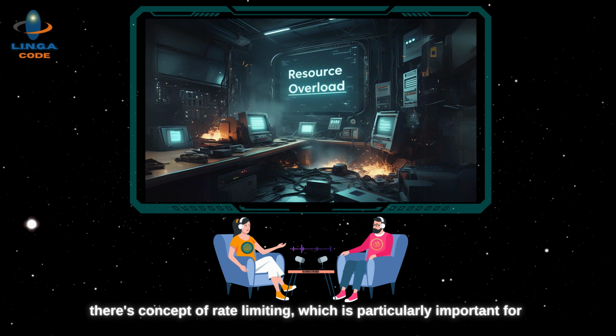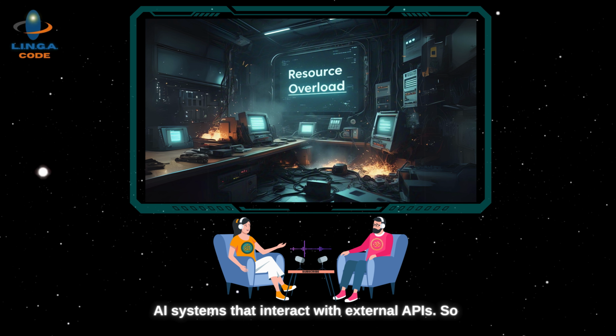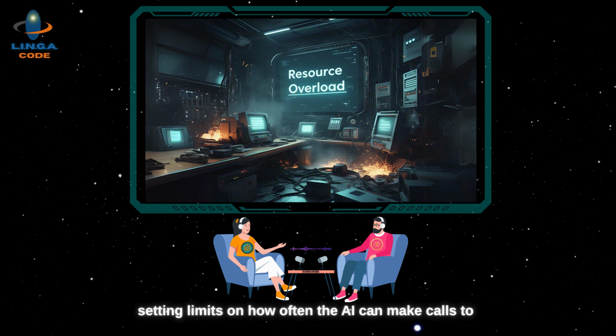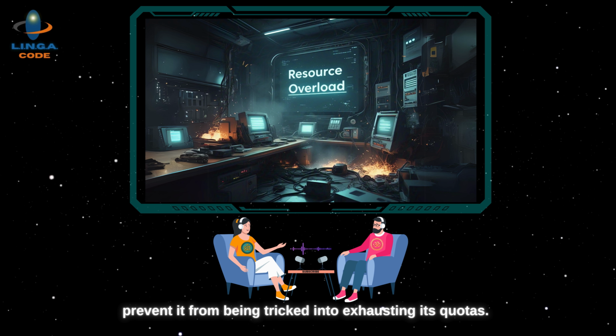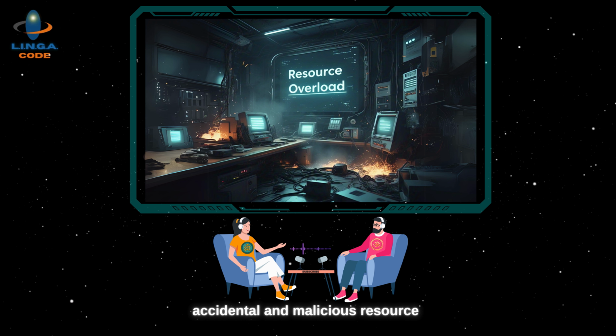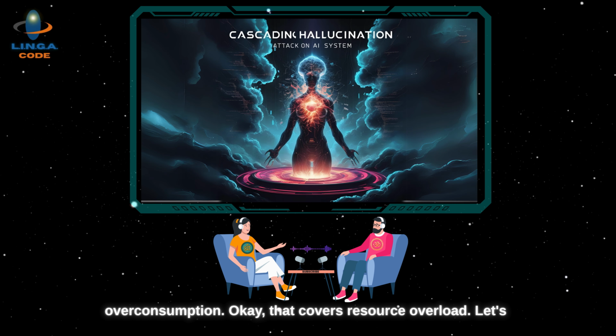Absolutely. And then there's the concept of rate limiting, which is particularly important for AI systems that interact with external APIs. So setting limits on how often the AI can make calls to prevent it from being tricked into exhausting its quotas. Precisely. It's about adding safeguards to prevent both accidental and malicious resource overconsumption. Okay, that covers resource overload.